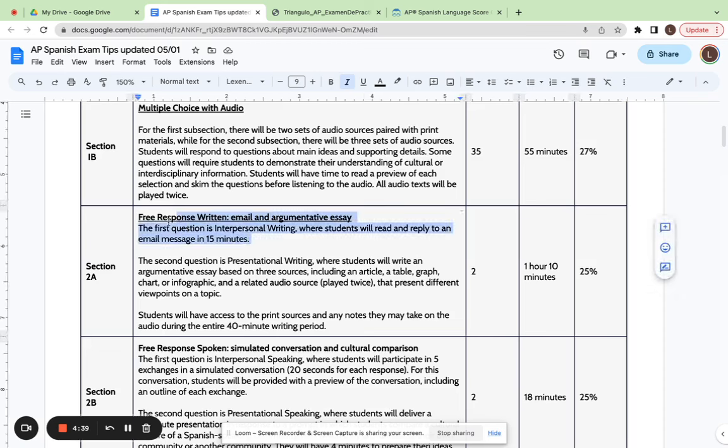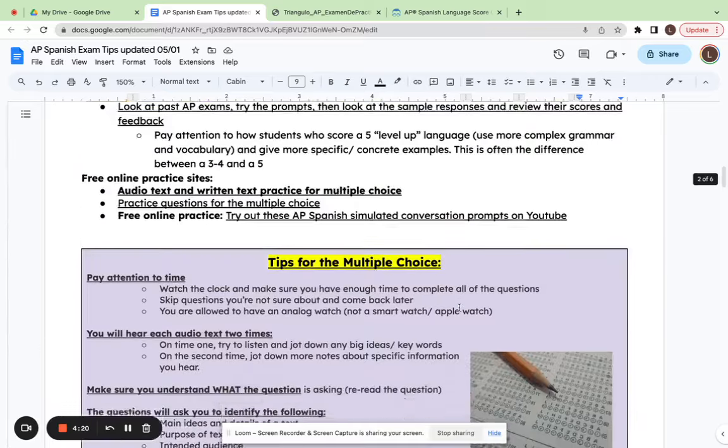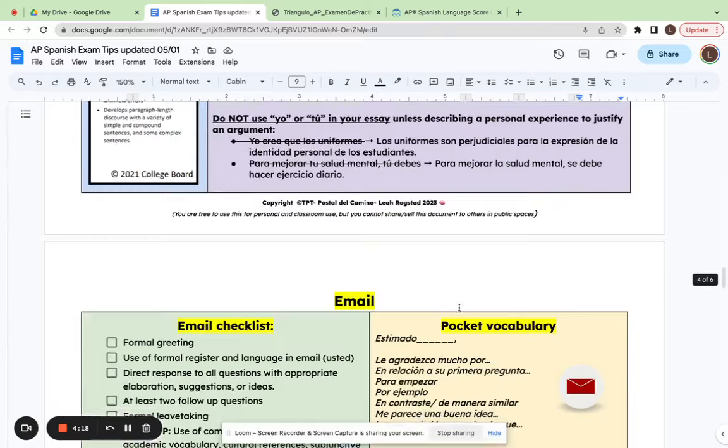So the email is interpersonal writing, which means you will read an email that someone wrote and then respond in writing. And you only have 15 minutes to do this, so it's a pretty short amount of time. And this is worth half of that 25%, so 12.5% of your total score on the AP exam. Let's look at some tips to do well on this section.